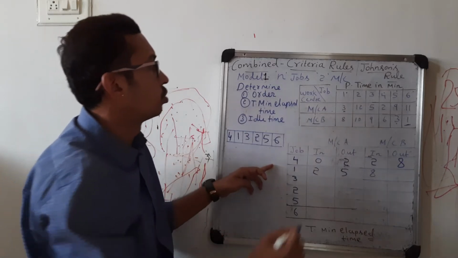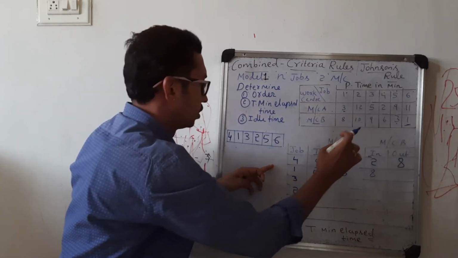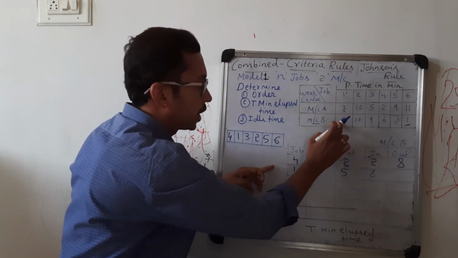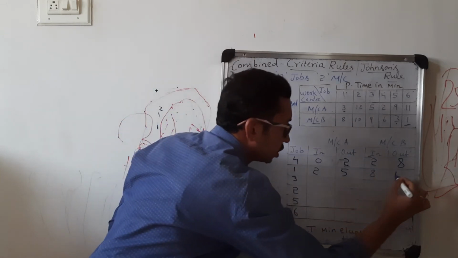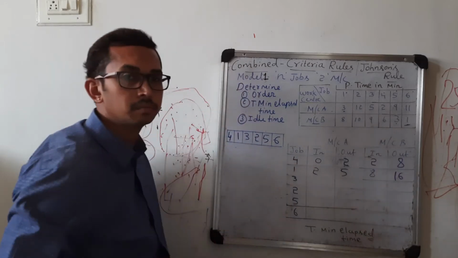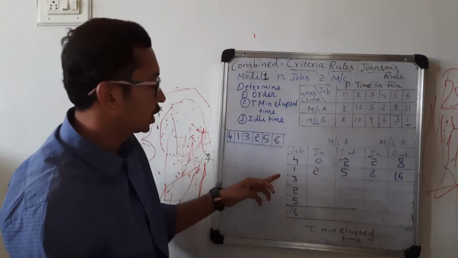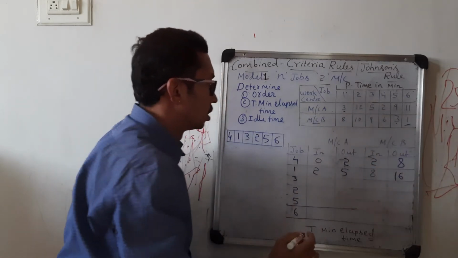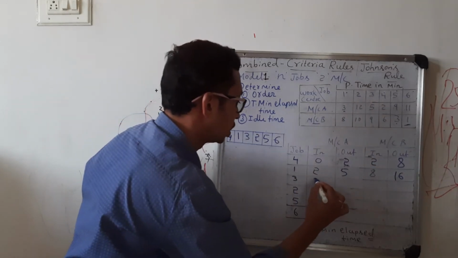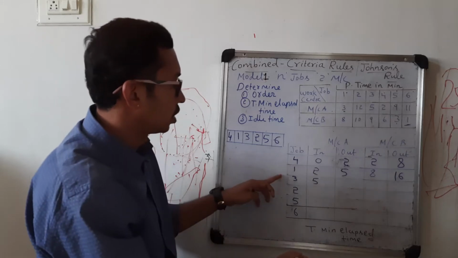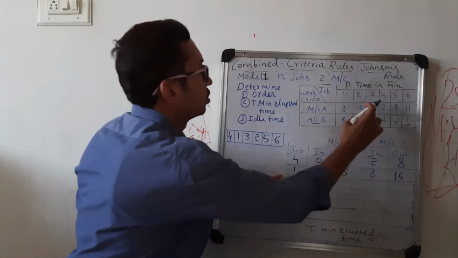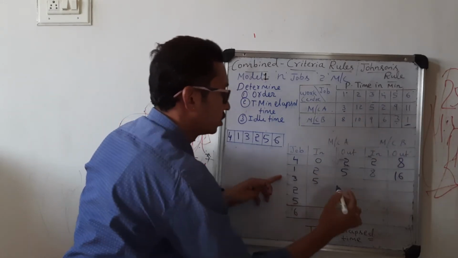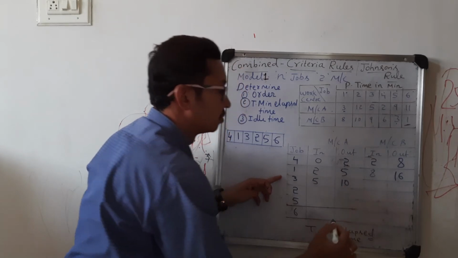Okay. So what will be the machining time for job 1 in machine B? It will be 8. So 8 plus 8, it will be 16. Okay. So next one is 3. So job 3. What will be the in time? It will be 5. Okay. So the job time for machine A will be 5. Therefore it will be 10.